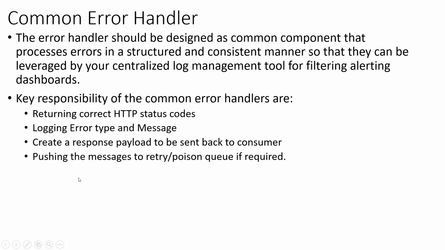Create a response payload to be sent back to the consumer. If your organization is following a standard structure of error response, you should follow that error response. The common error handler helps you create a specific structure, and whatever error comes to that part, it will automatically arrange that error into that particular structure and send it back as a response. So it creates a standardized error response for the API, which remains consistent throughout the organization.